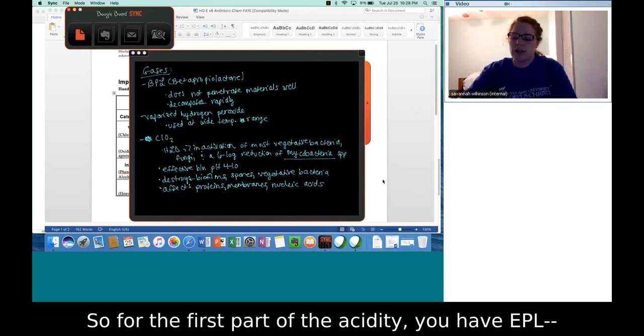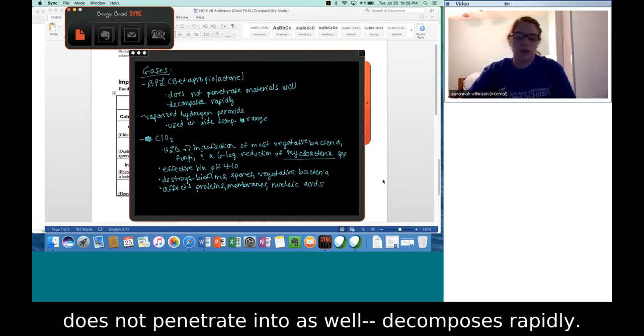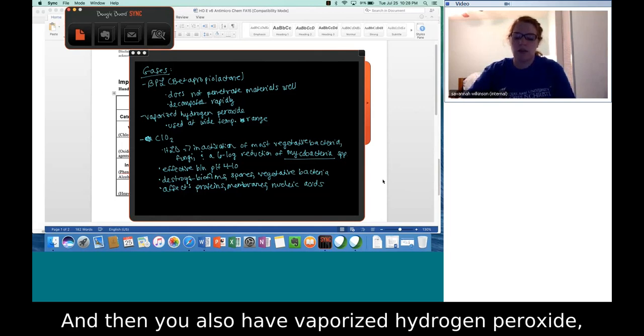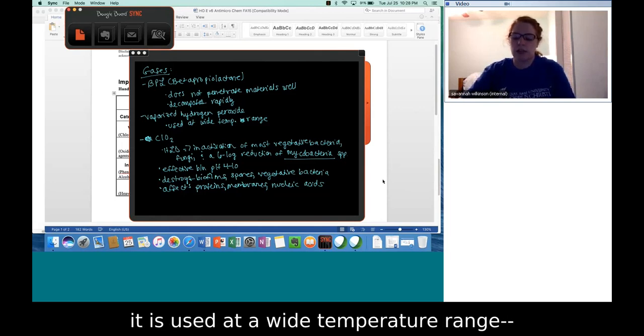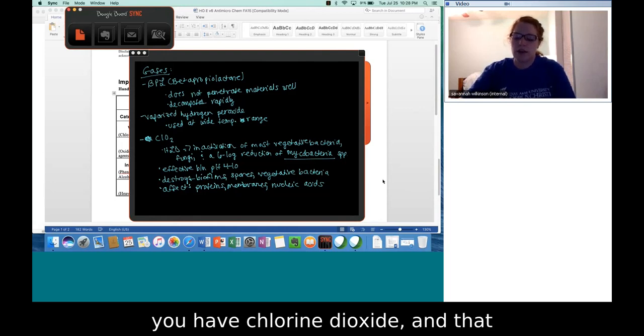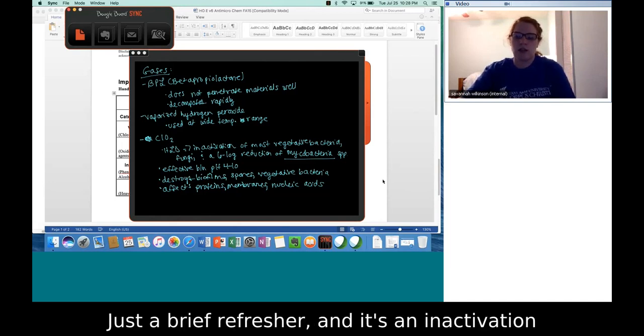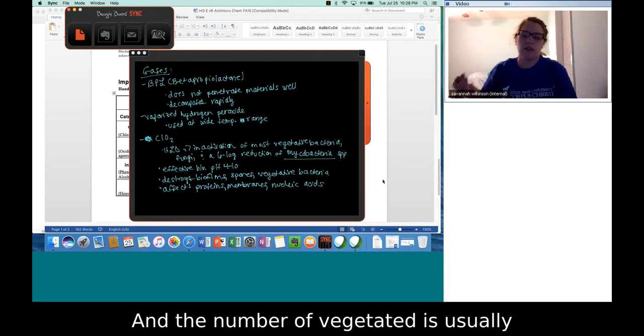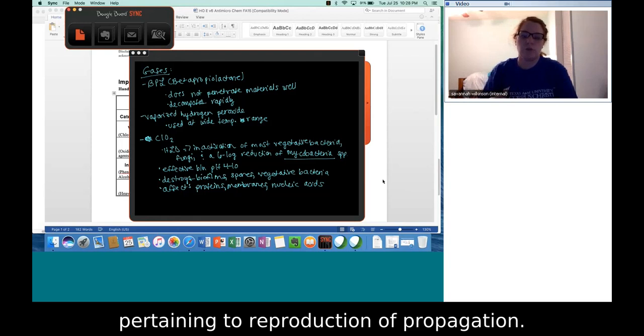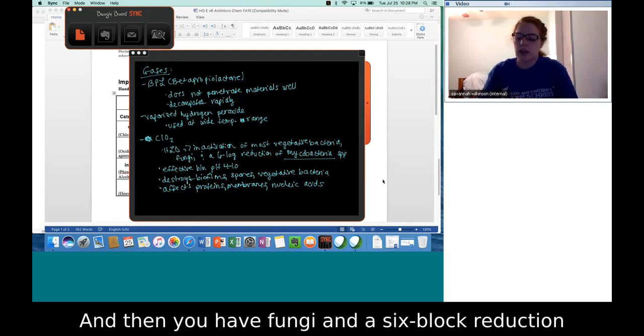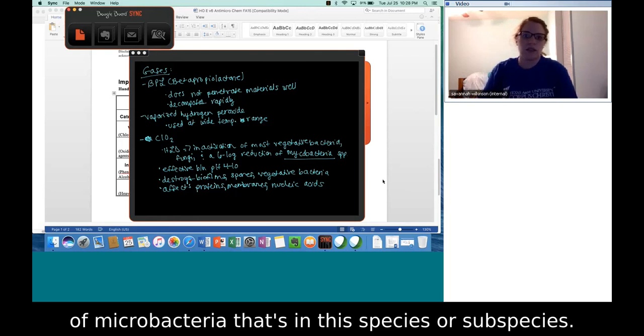So for the first part of gases, you have VPL, which does not penetrate materials well and decomposes rapidly, and then you also have vaporized hydrogen peroxide. It is used at a wide temperature range. You have chlorine dioxide, and that can be used for high-level disinfection, and I just wrote out what high-level disinfection is, as a brief refresher. It's an inactivation of most vegetative bacteria. Remember, vegetative is usually pertaining to reproduction or propagation. And then you have fungi and a 6-log reduction of mycobacteria in its species or subspecies.